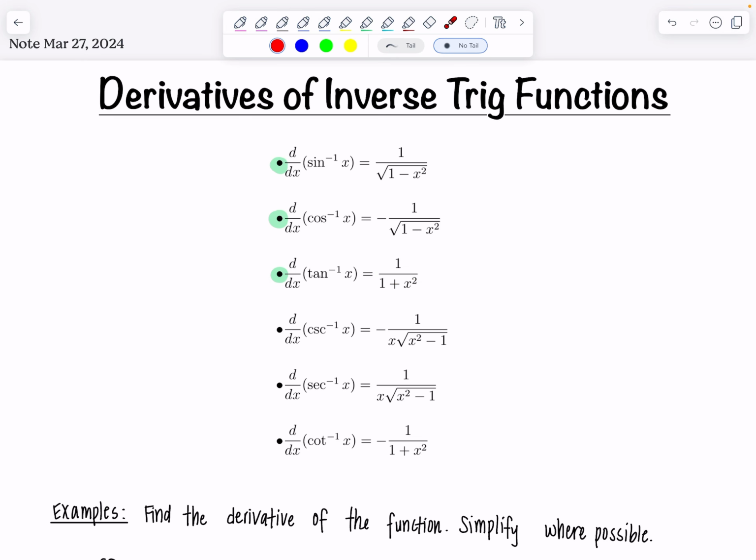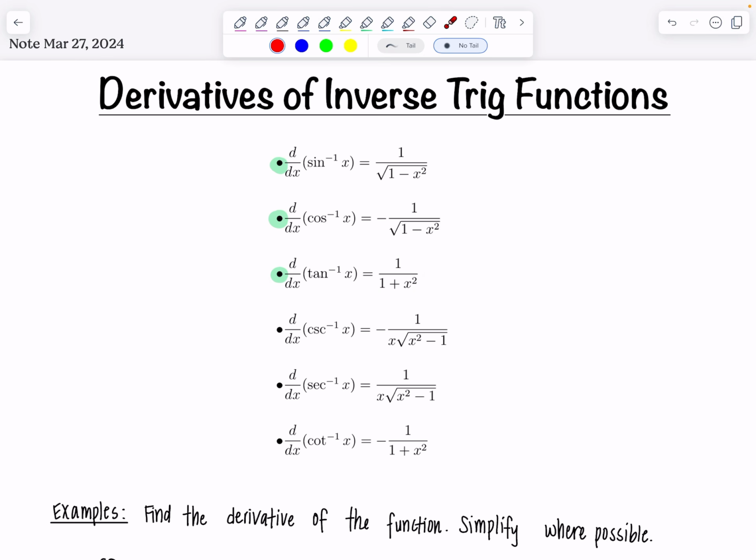And then the others here also, you can see some similarities. So cosecant inverse of x, secant inverse of x, they're identical. It's just that cosecant inverse has a minus sign. They both have in the denominator x times square root x squared minus 1. So notice the order of subtraction is reversed here. It's x squared minus 1. And for sine inverse and cosine inverse, it's 1 minus x squared. And then cotangent inverse of x looks just like tan inverse. It's just that it also has a minus sign.